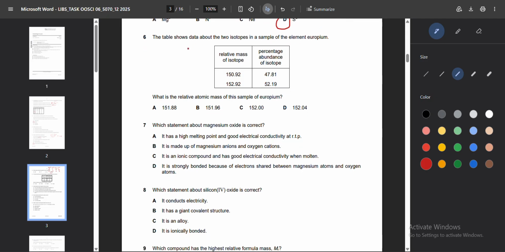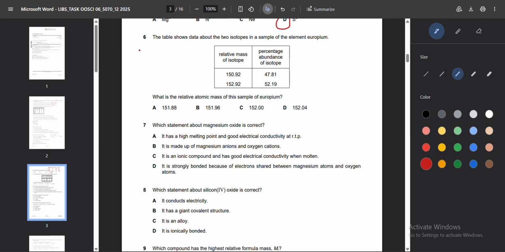Question number 6. Table shows data about 2 isotopes in a sample of element europium. So the relative mass of isotopes is given over there, and the percentages are also given. What is the relative atomic mass of the sample of europium? Now always remember that the isotope that is present in larger amount pulls the average close to itself.